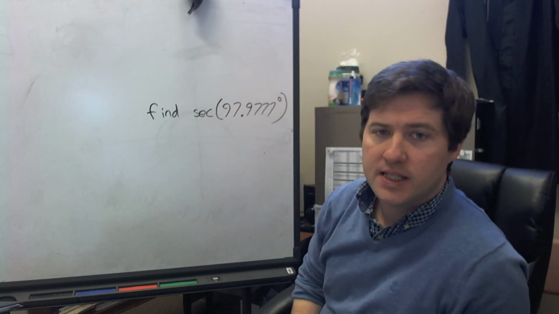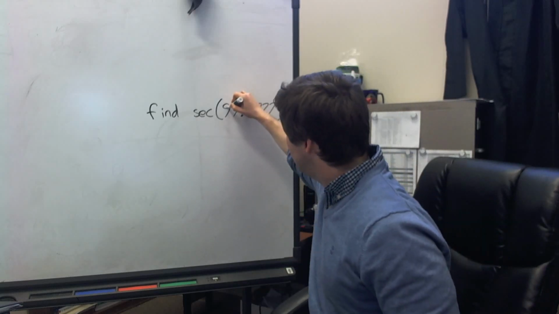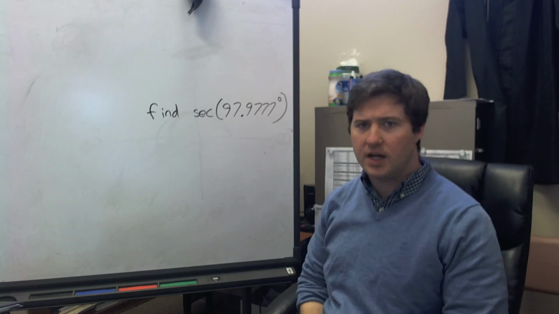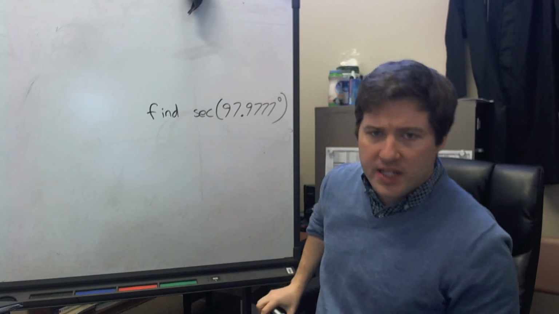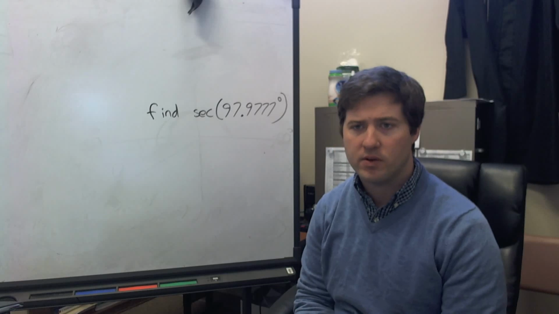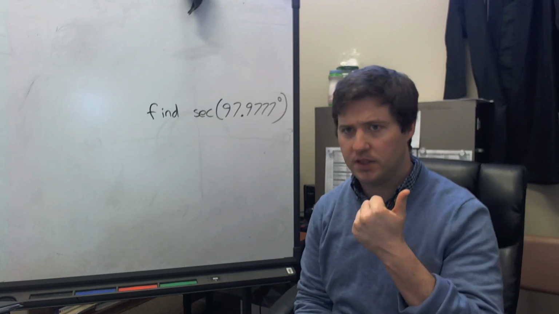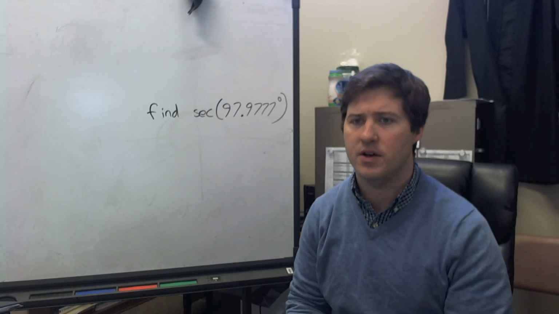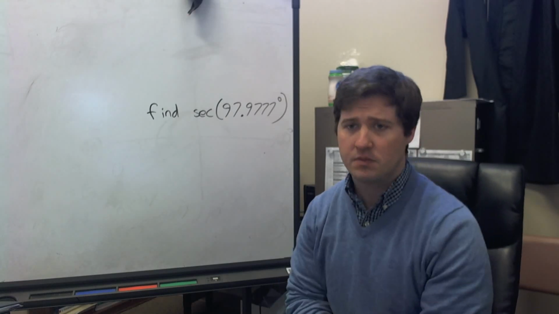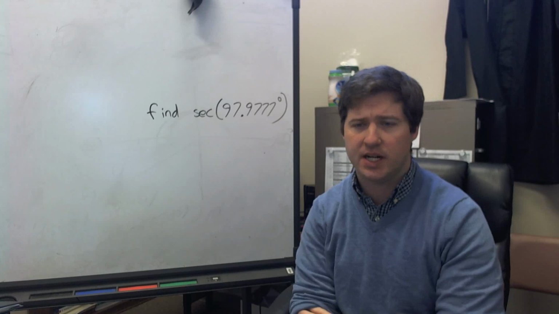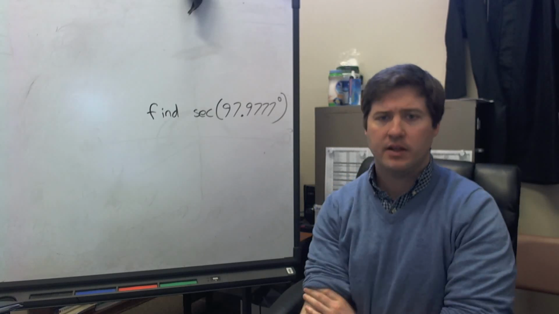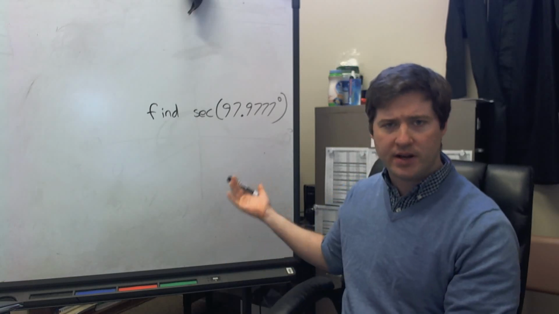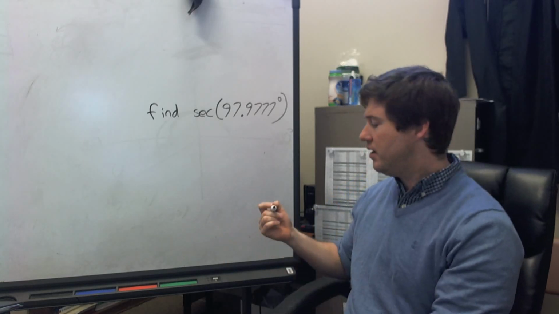So, secant of 97.977 degrees. You should hopefully recognize this is not one of our standard angles, the 0, 30, 45, 60, or 90, or multiples of those angles. Or you just see it has a bunch of decimals in there. In either case, we can't really give an exact answer for this, but we can approximate using our calculator. The problem is we don't have a secant button on a calculator.